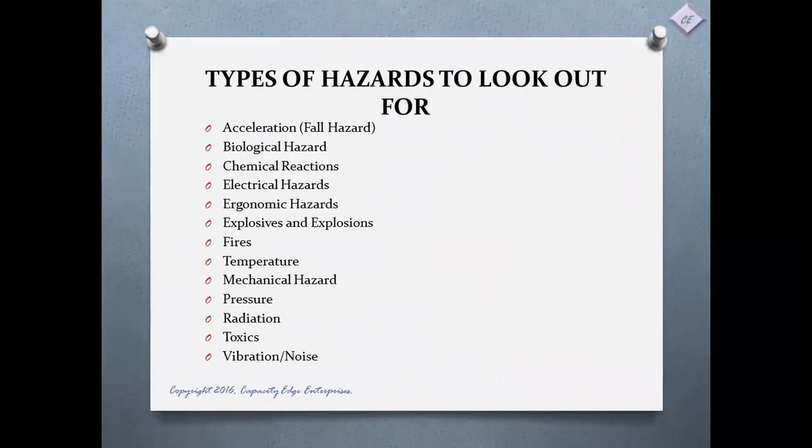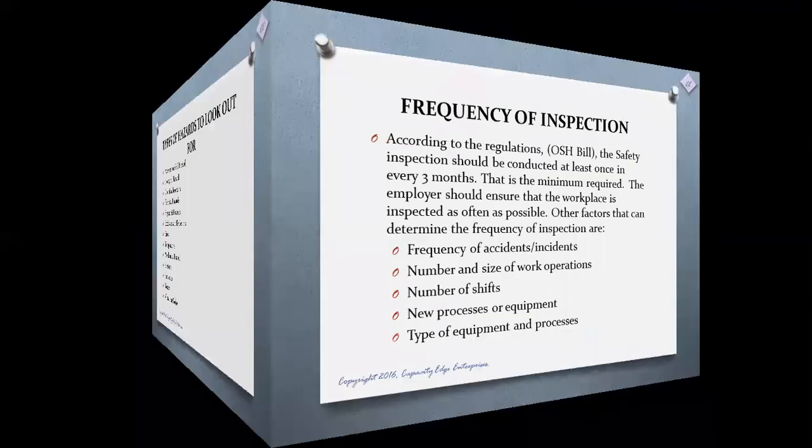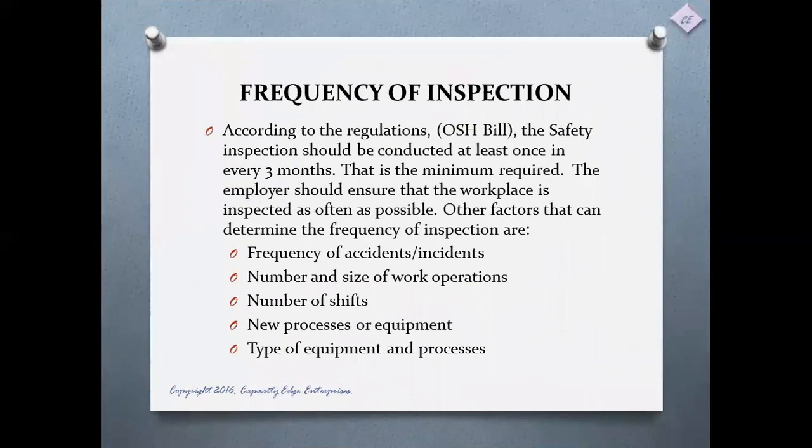Then types of hazards to look out for. We're essentially looking out for the hazards we've looked at, types of hazards, chemical hazards, biological hazards, physical hazards. So as much as possible, we want to identify the hazards in the workplace and not be caught unaware.